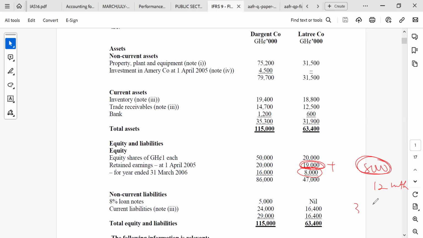So we acquired, and the post-acquisition period will be 3 months. So only 3 months of this profit will be available to be shared among the parent and then the NCI.